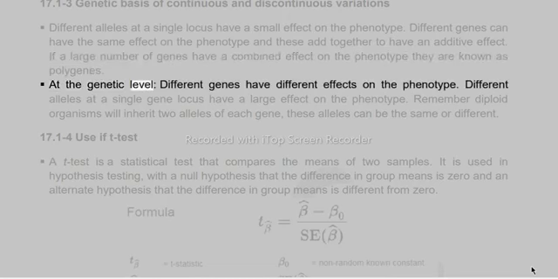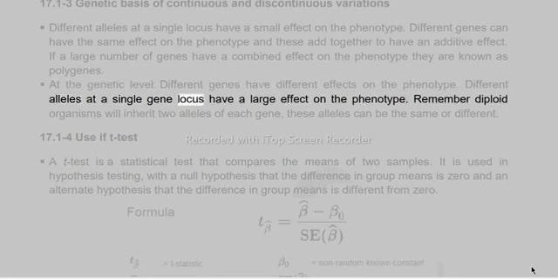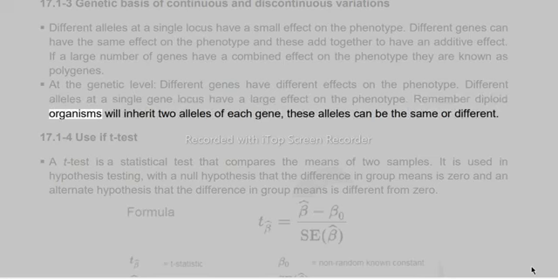At the genetic level, different genes have different effects on the phenotype. Different alleles at a single gene locus have a large effect on the phenotype. Remember, diploid organisms will inherit two alleles of each gene. These alleles can be the same or different.